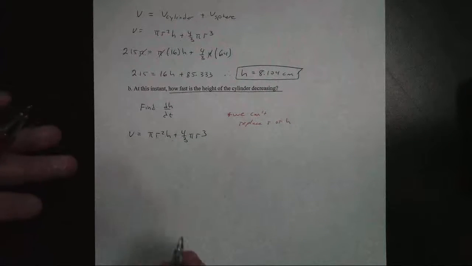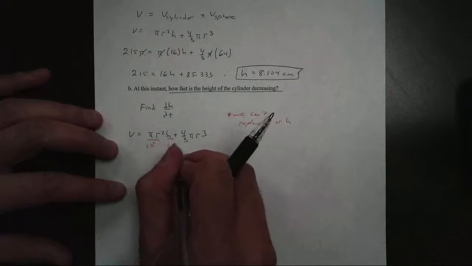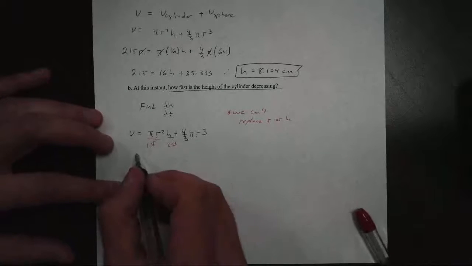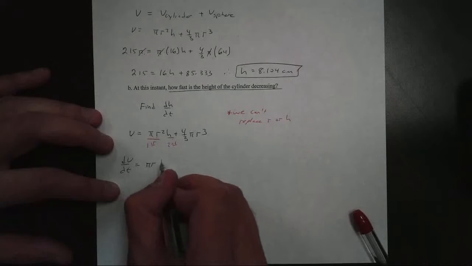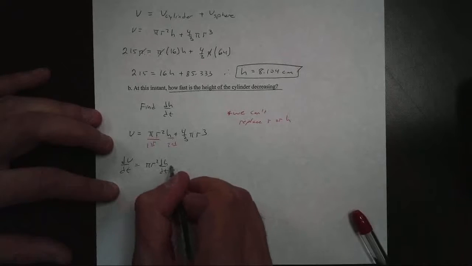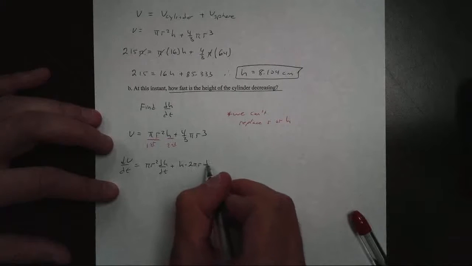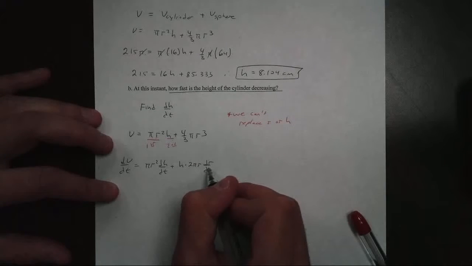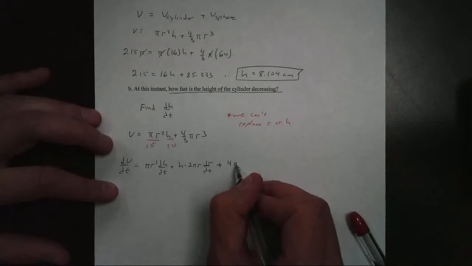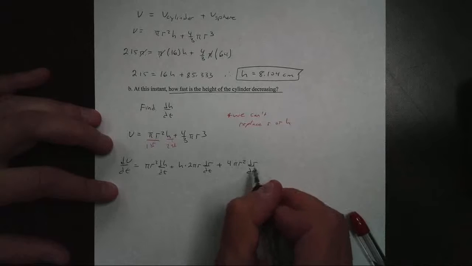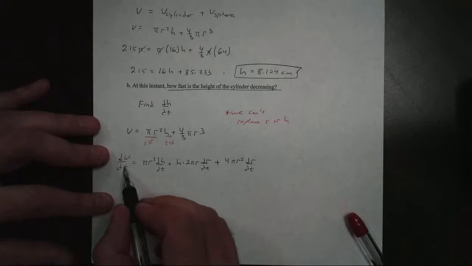So we have to take the derivative, and yes, we have product rule here. There's my first, there's my second. So when I take the derivative, dV/dt, we get the first, pi r squared, dh/dt, plus the second, h times the derivative of the first, 2 pi r dr/dt. And then we get 4 pi r squared dr/dt. And a lot of these I can replace.